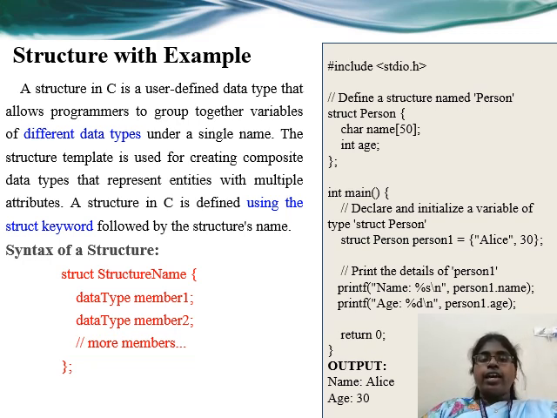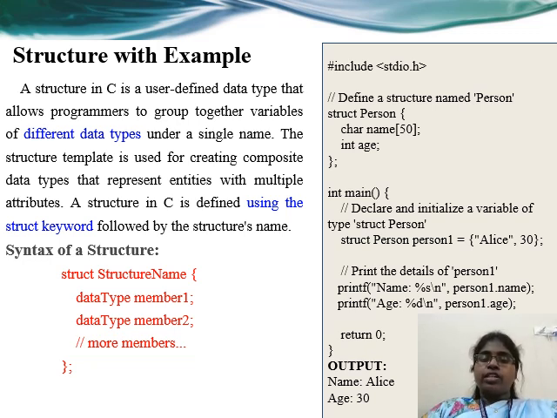Next, this is a simple example program for the structure. We must write the header file, #include <stdio.h>, the standard input output header file. Then we go to the declaration of the structure: struct person, open curly brace, char name. Names are characters, so char name of size 50. Then int age. Age is a number, so we declare int age, and close the curly brace.